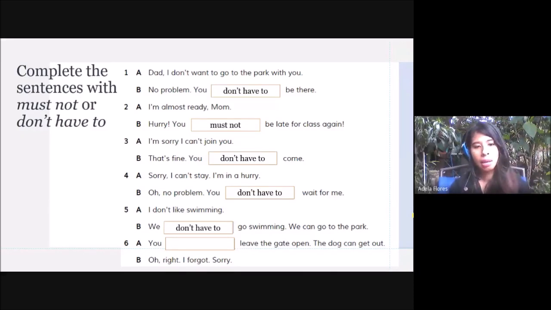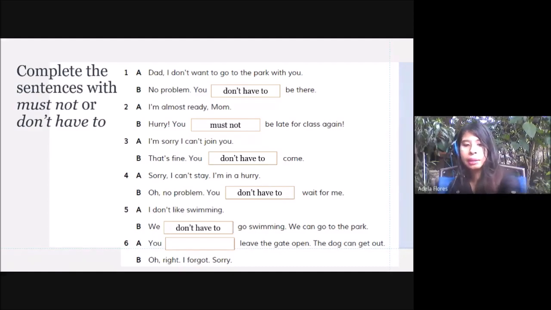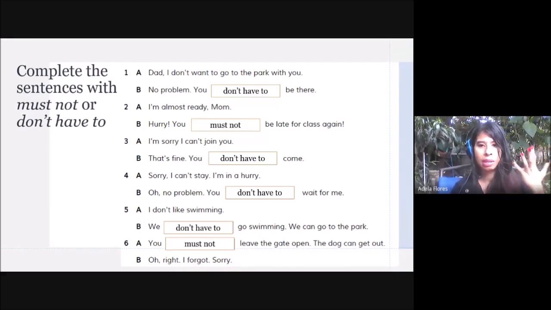Then the last one says, you, space, leave the gate open. The dog can get out. Oh, right. I forgot. Sorry. So you must not leave the gate open or you don't have to leave the gate open? Must not. Aquí sí es una obligación. Porque si no lo hago, es decir, si dejo el portón abierto, hay una consecuencia, que es que el perro se va a escapar. ¿Ok? Entonces, esa sería la diferencia entre los dos.